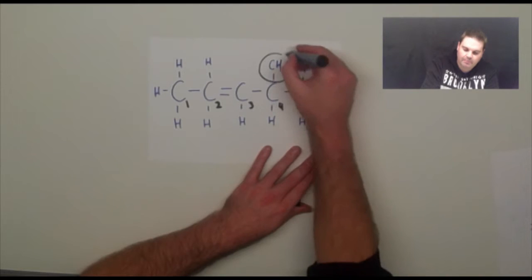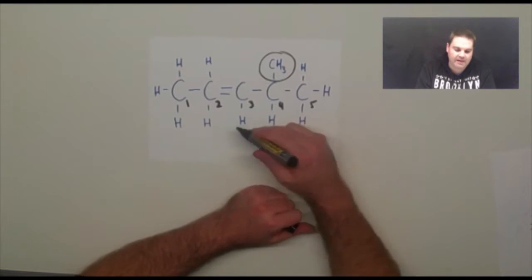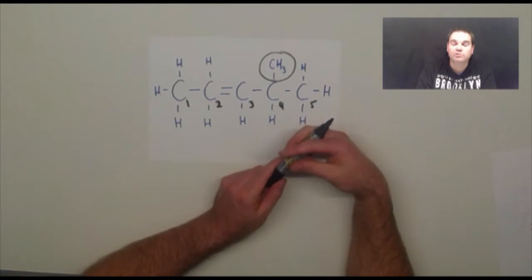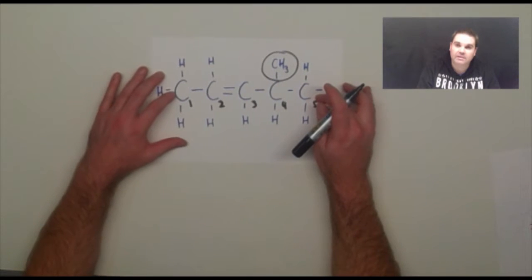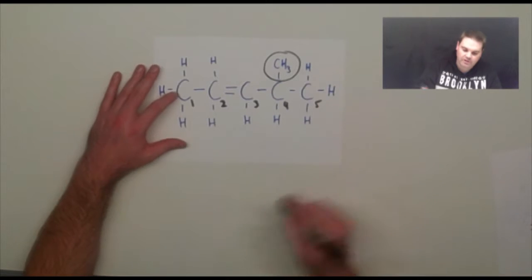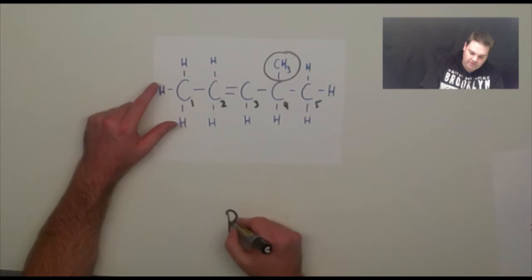We've got a side branch up here. Alright, it's always helpful if you can draw these out, number them, circle the side branches. It helps you when you're naming them. Okay, so because we've got 5, that's going to be pent. Alright, so it's pentene.